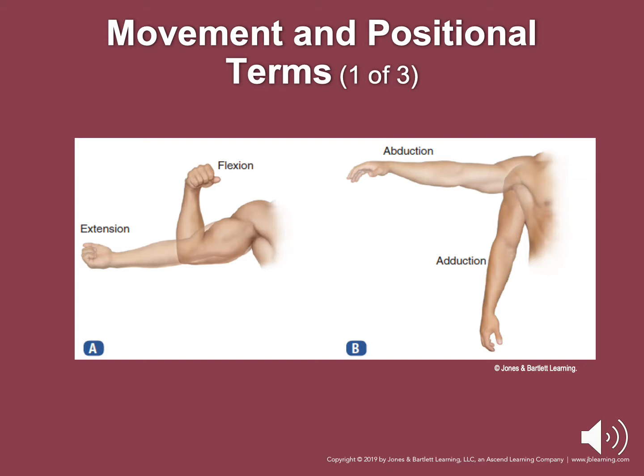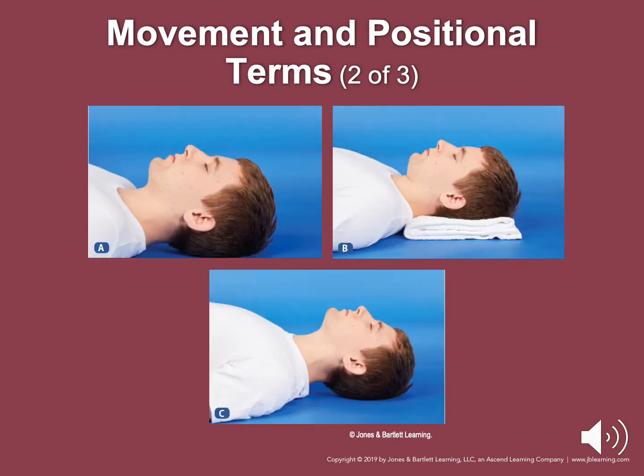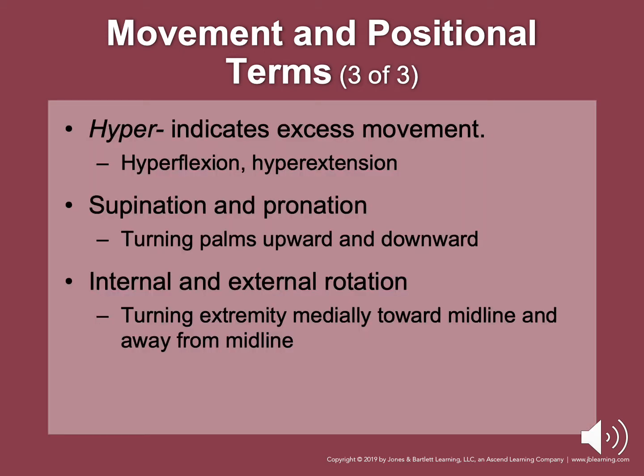Hyperextension refers to the extension of a body part beyond its normal range of motion. Supination is turning the palms upward. Pronation is turning the palms downward. Internal rotation is turning the extremity towards the midline. External rotation is turning the extremity away from the midline. And we just went over those.